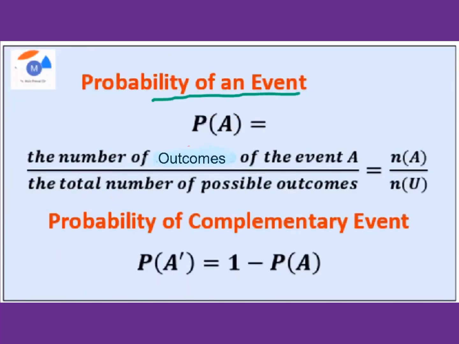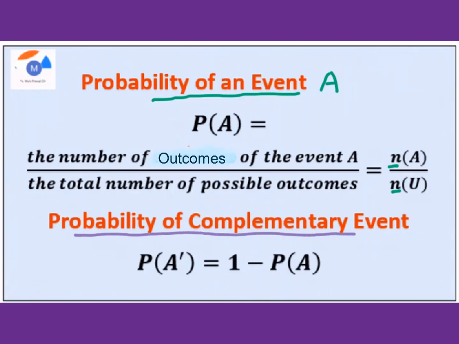Probability of an event A. P of A equals the number of outcomes of the event A over the total number of possible outcomes. We use n(A) over n(U). n stands for the number of possible outcomes in A or total.